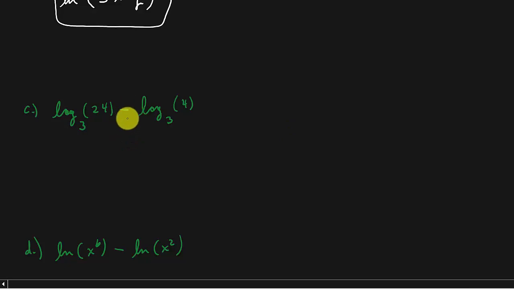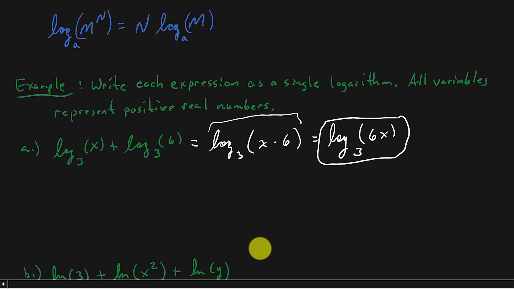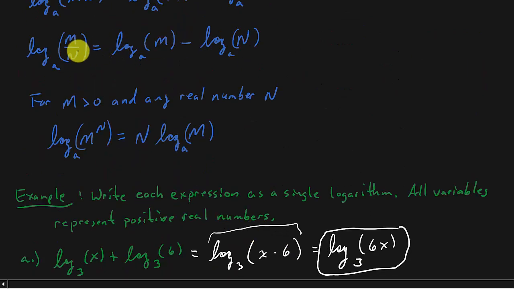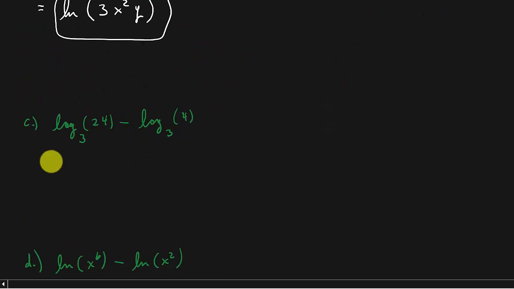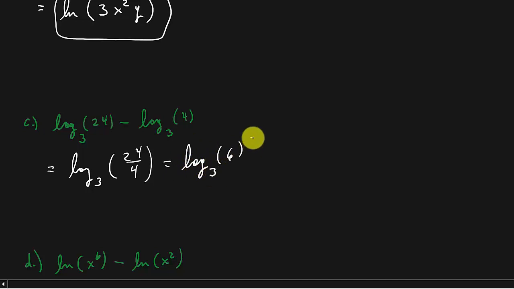So let's look at this one. This one is split up with subtraction, and I want to bring it together. Well, remember, subtraction comes together as division. All right, so this is going to be the log base 3 of 24 over 4, which is the log of 6 with base 3. And there's your answer. Okay, see, subtraction comes together as division, 24 over 4.